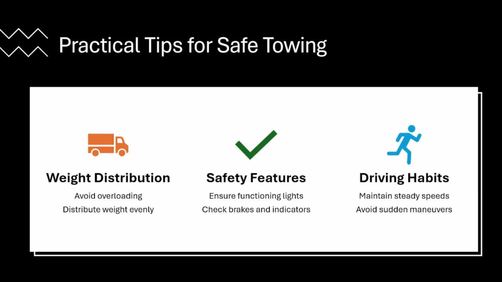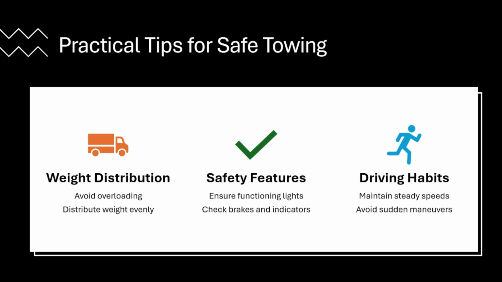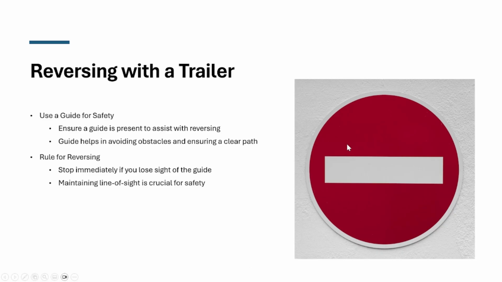Moving on, some practical tips for safe towing. Weight distribution: avoid overloading, and distribute the weight evenly across your trailer. Safety features: ensure functioning lights, check brakes and indicators. And with respect to your driving habits, maintain steady speeds and avoid sudden maneuvers. Moving on, reversing with a trailer: use a guide for safety. Ensure a guide is present to assist with reversing. This is especially because the combination vehicle is very long.